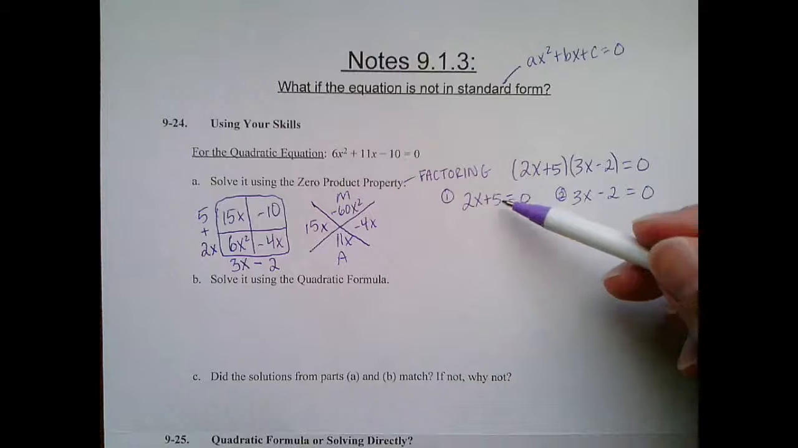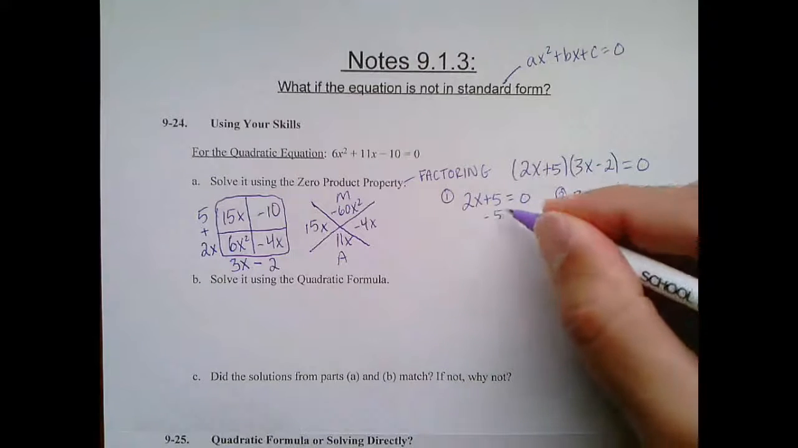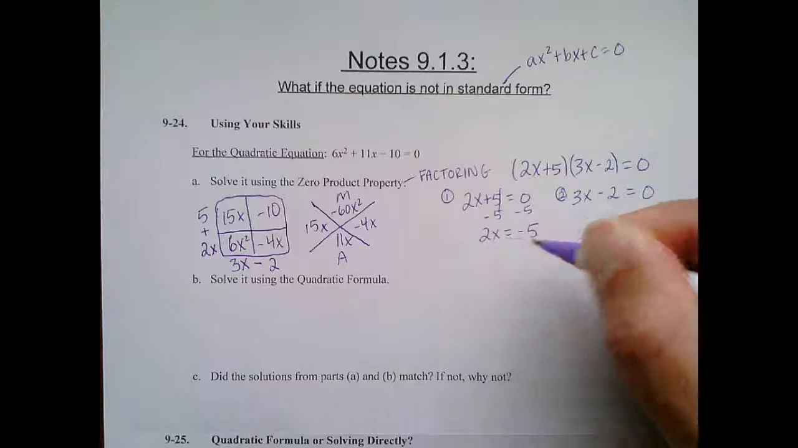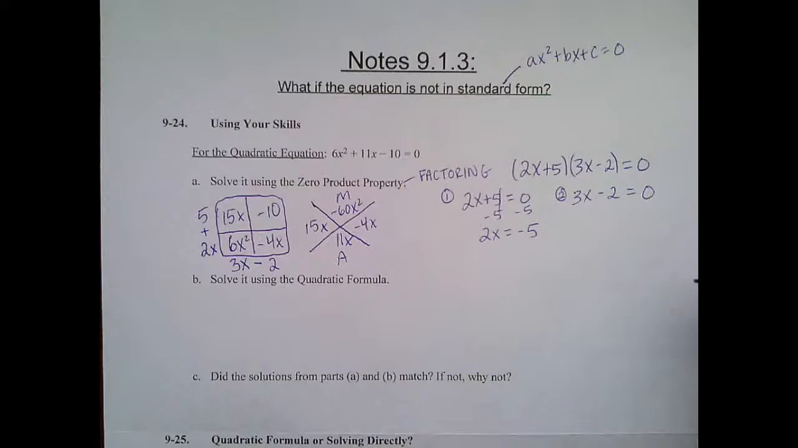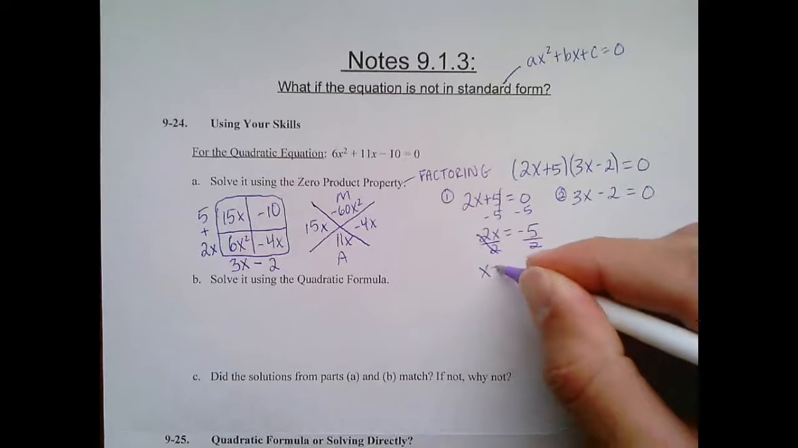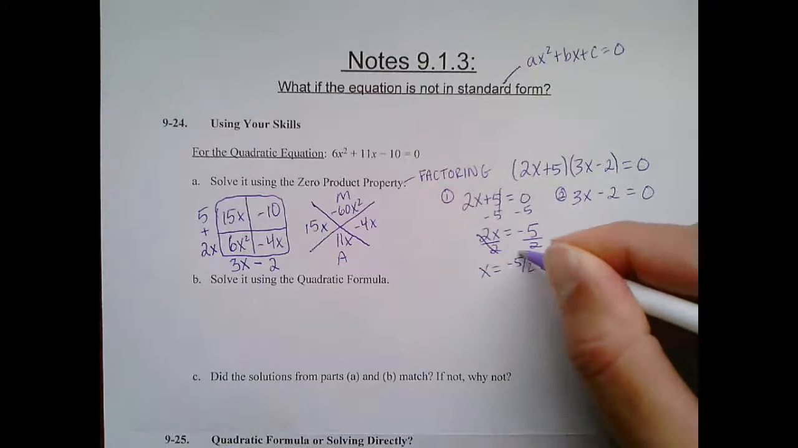How can I get x by itself? Well, number one, first thing I can do is subtract 5. So now I have 2x equals negative 5. The 2 is next to x. This implies multiplication. What gets rid of multiplication? Division. Divide both sides by 2. X equals negative 5 halves.